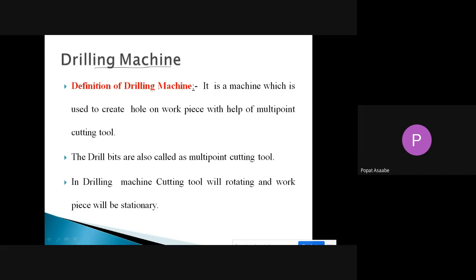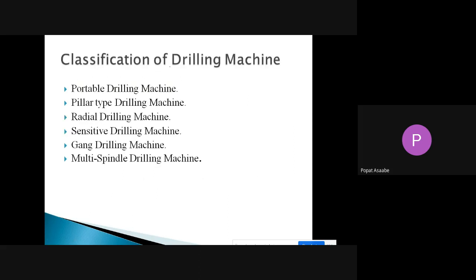When we rotate that hand wheel, your spindle will move up and down. Means with the help of that hand wheel we can give the feed to that multi-point cutting tool. With the help of that feed and the rotary motion of the spindle, we can remove the material from the workpiece and produce the hole on the workpiece. Okay, this is the simple basic principle.